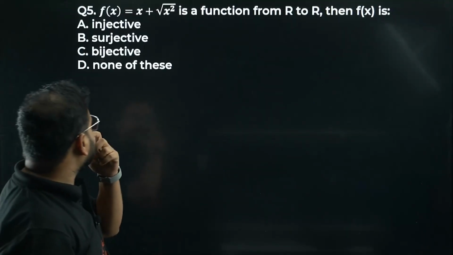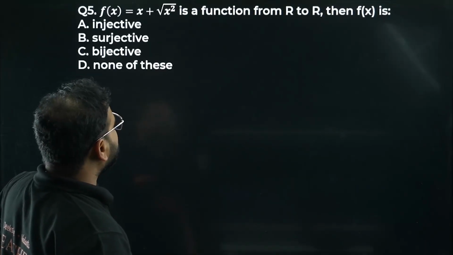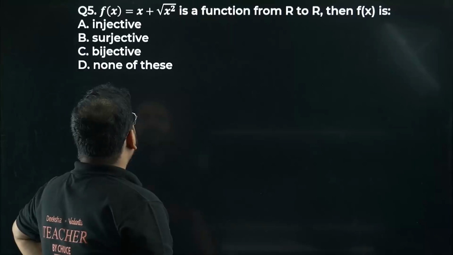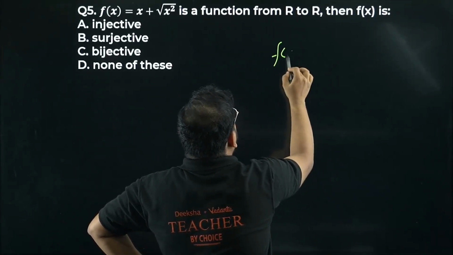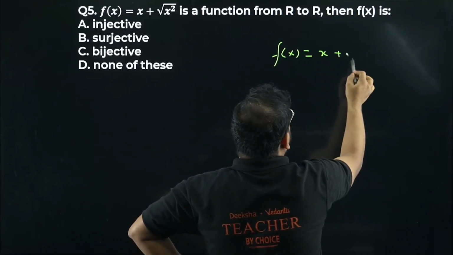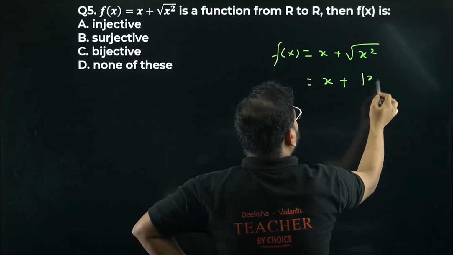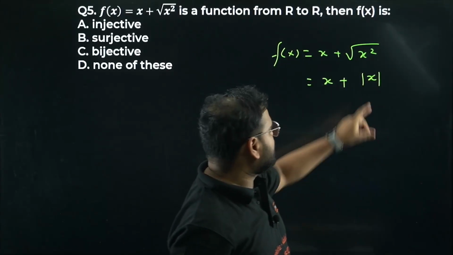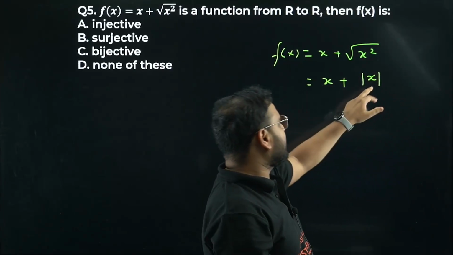Okay. Now this is f(x) equals x plus root of x square. It's a function from R to R. Then f(x) is injective, surjective, bijective? Check this out. f(x) equals x plus root of x square. What does it mean? It means I get mod x, because if I take the square root of any number, I get both plus and minus, so that's why I'm writing mod here.